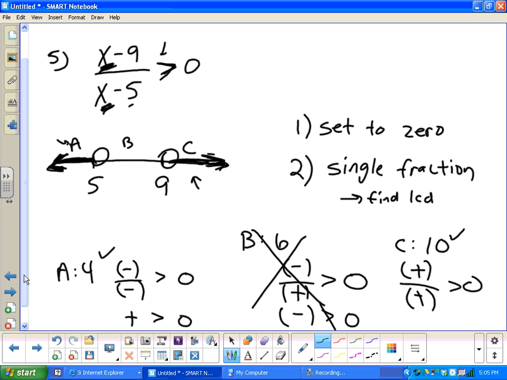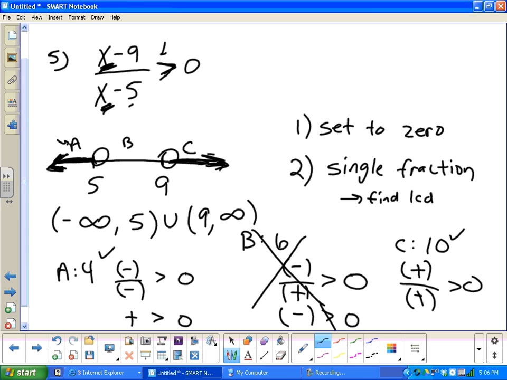Okay, so in interval notation, some of you guys actually did the number line right, and then you didn't write the interval notation for it. So be sure you write the interval notation. It'll be negative infinity to 5. And notice I'm using parentheses because they're open circles, and then union 9 to infinity.